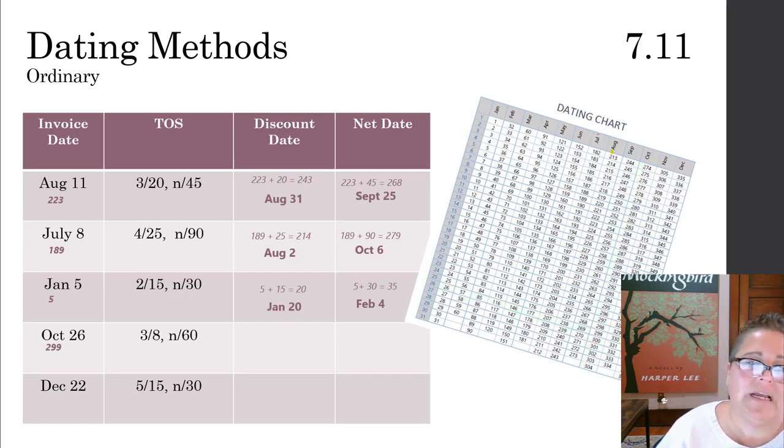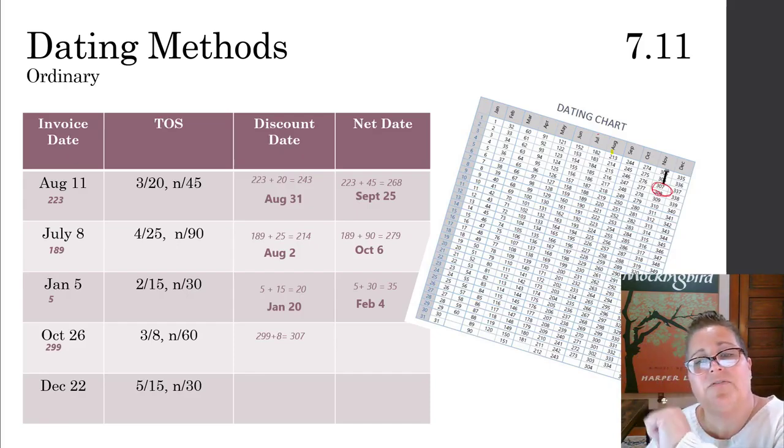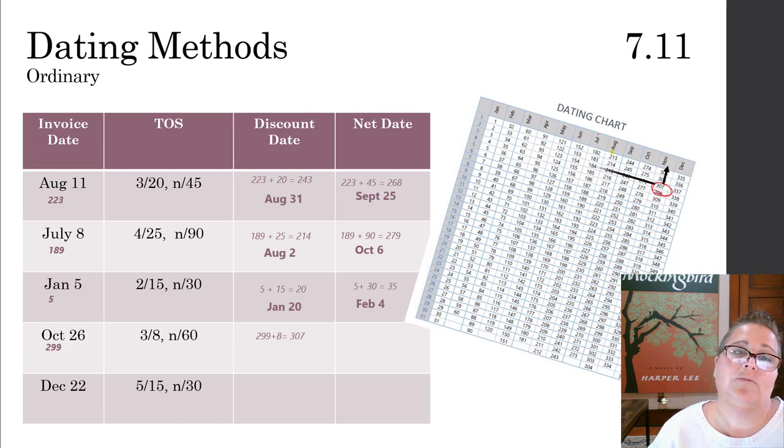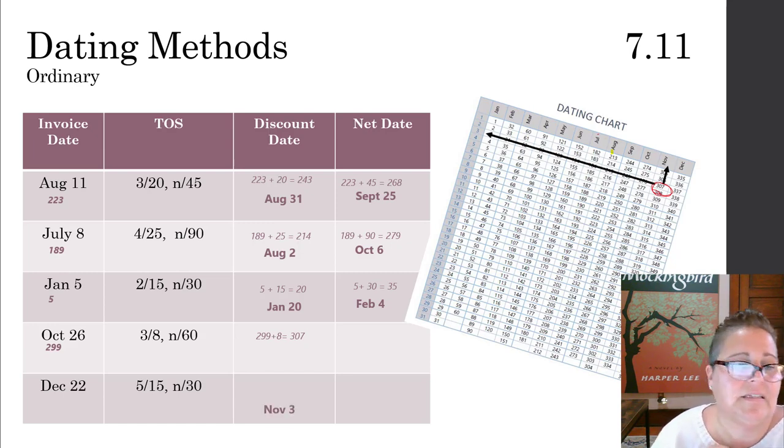So I'm going to take 299, and to find the discount date, I'm going to add 8 to it. This gives me day 307. On my dating chart or days of the year chart, I'm going to find day 307, and I'm going to go up the column to find the month and across the row to find the date. This leads me to November 3rd.